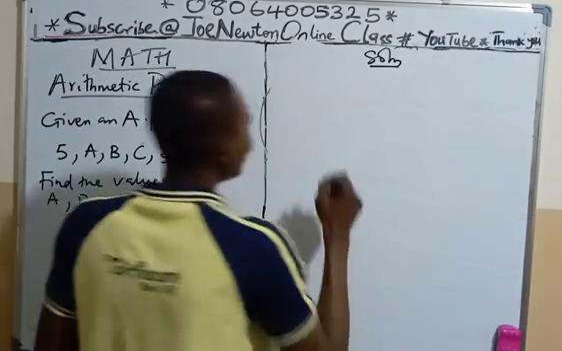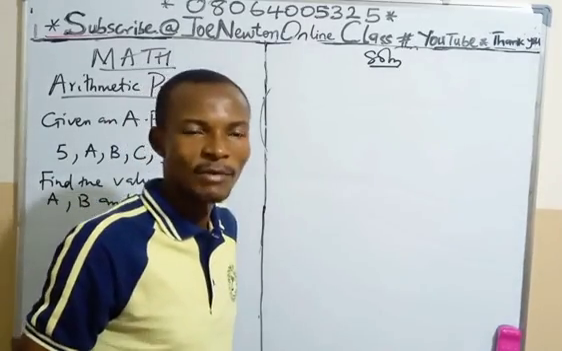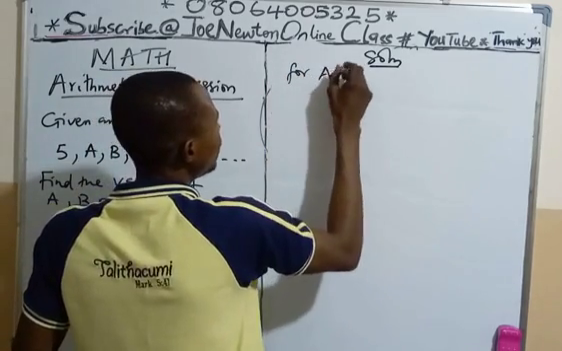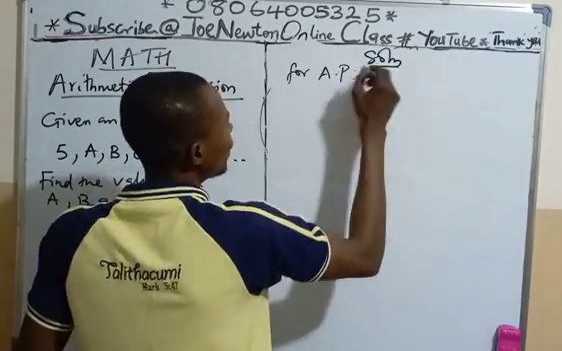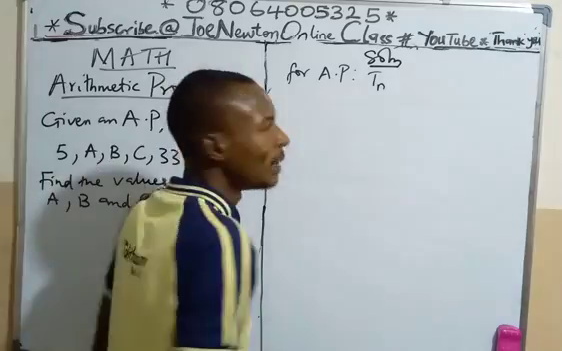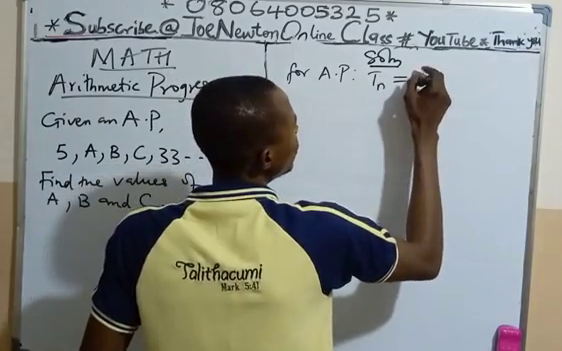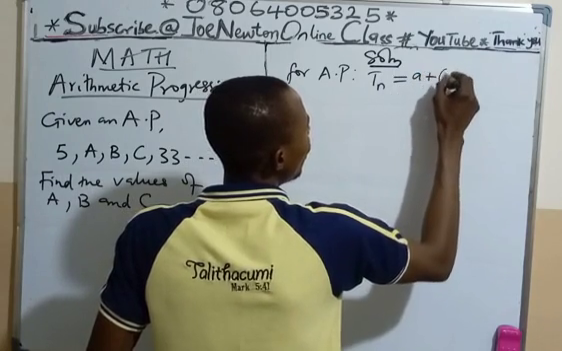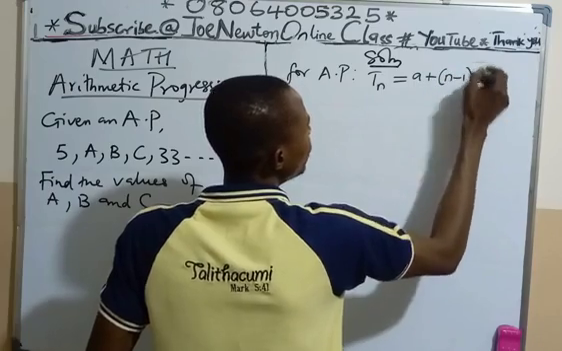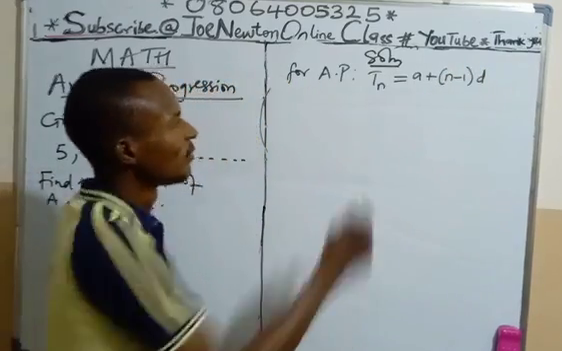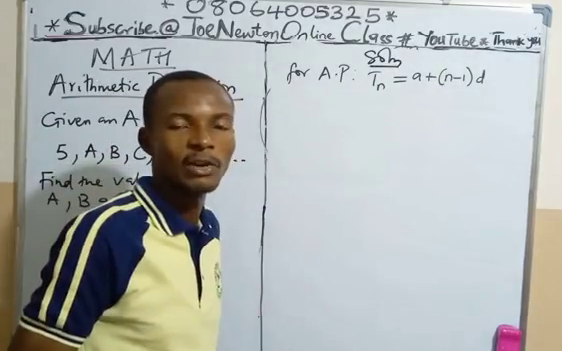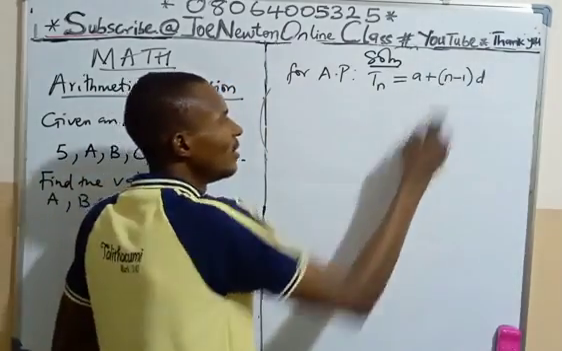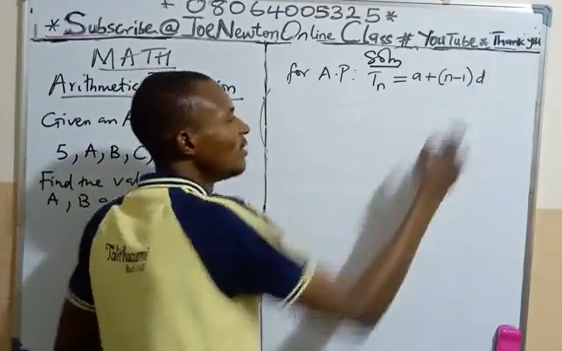For an AP, the formula is given that Tn, that is any number of terms, is equal to A plus (n minus 1)d. This is the formula for the general term of an AP, where A is called the first term, n is the number of terms, then d is the common difference.